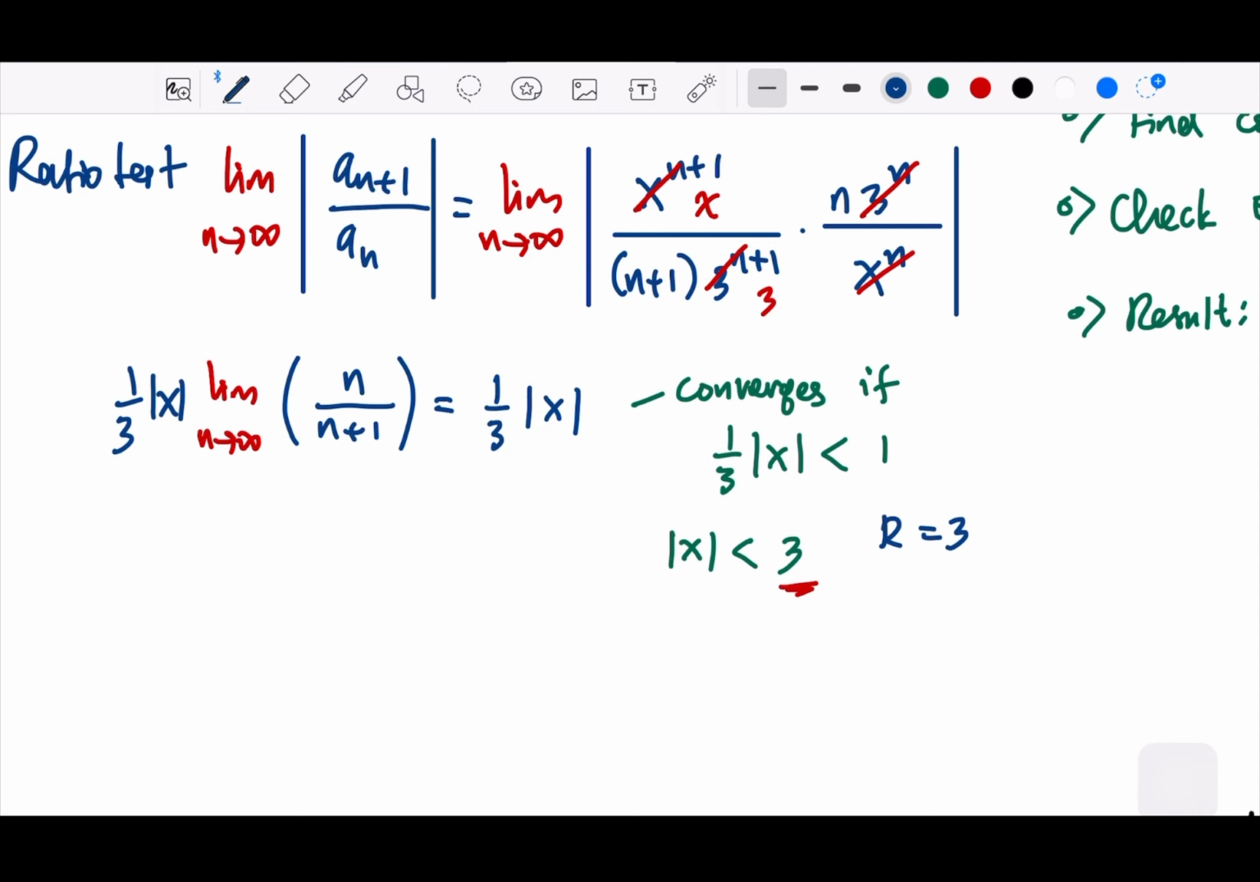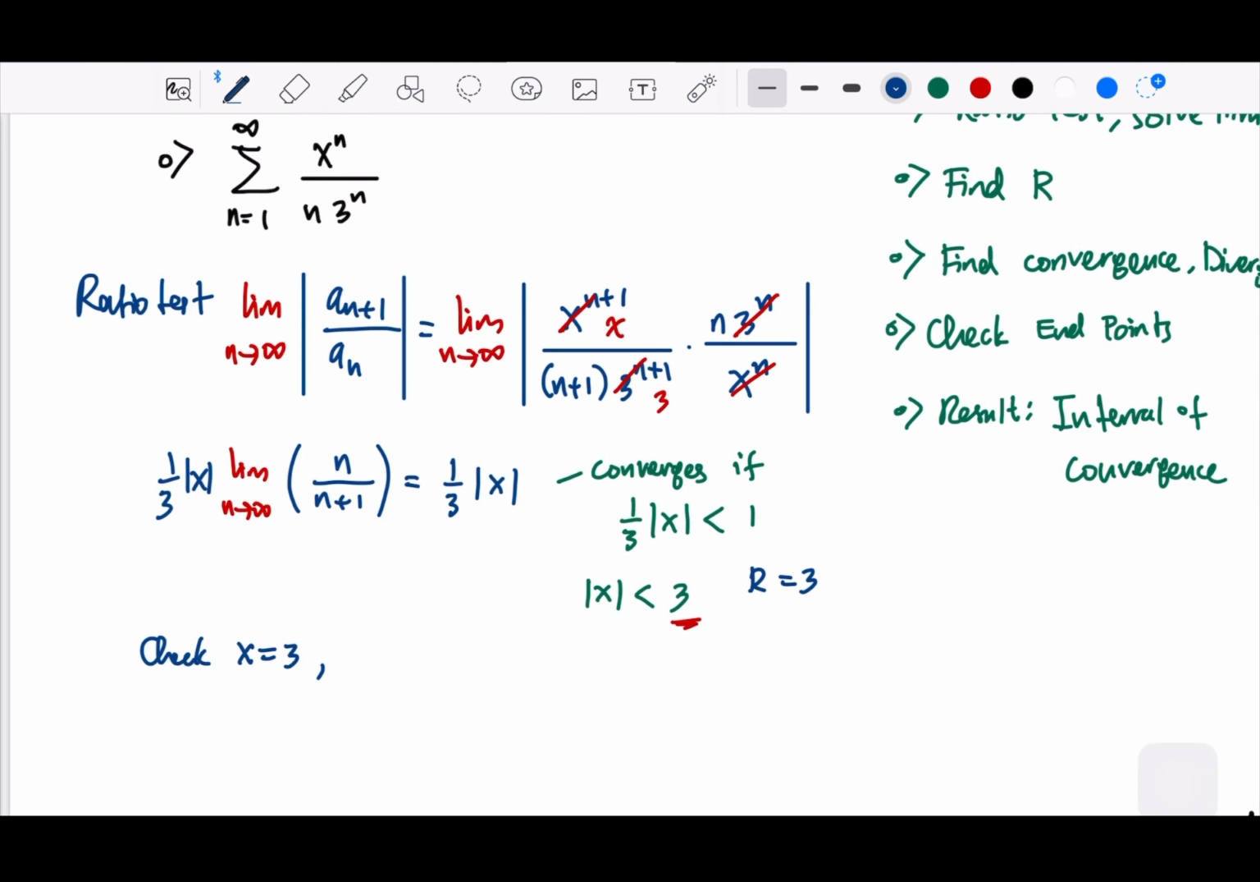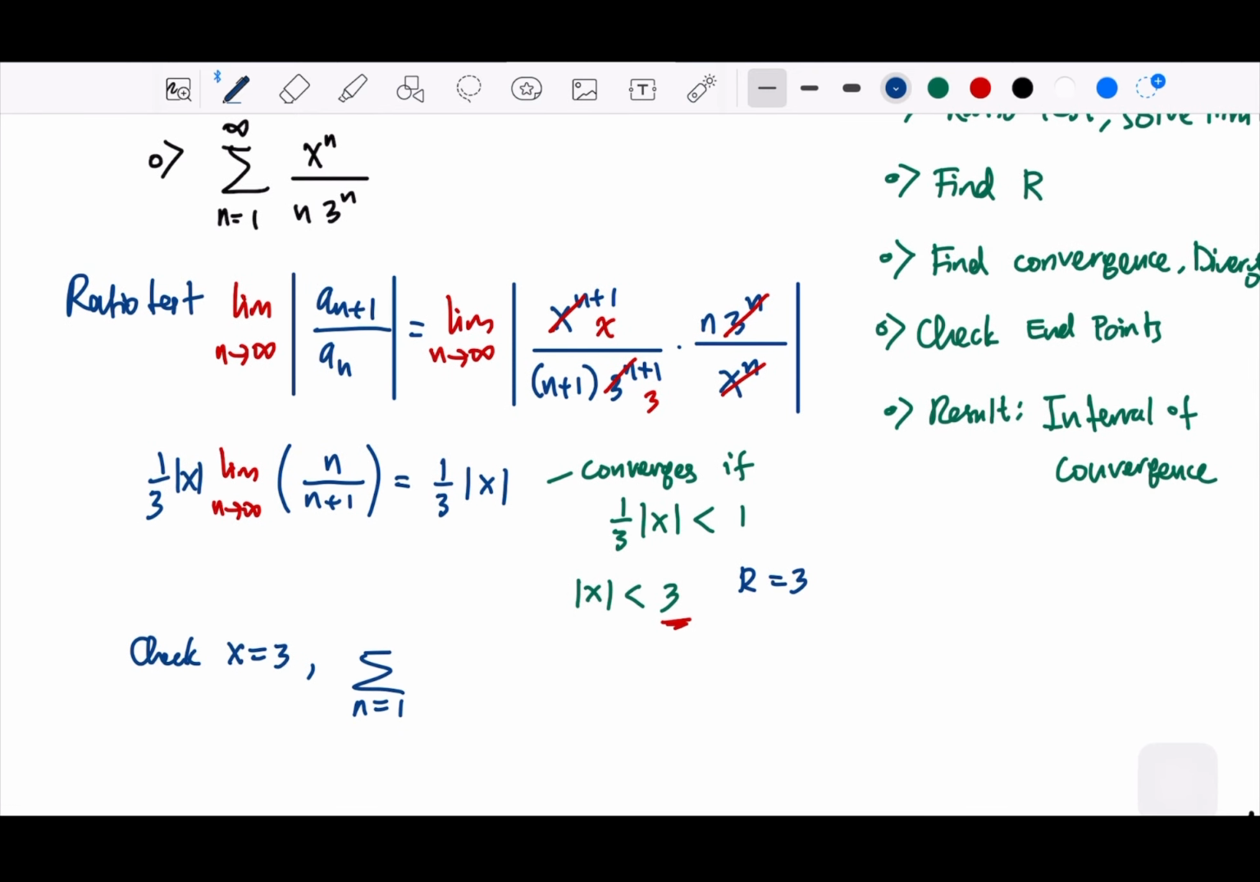But we need to check, right? We need to check the endpoints. So check x equal 3 and x equal -3. Maybe start with x equal 3. Let me erase this first. Check x equal 3. We substitute into the equation, and the series becomes 3^n over n·3^n. So cancel out this 3^n, right? So we have just a normal harmonic series, a p-series, 1 over n, which diverges, right? So x equal 3 is not included.